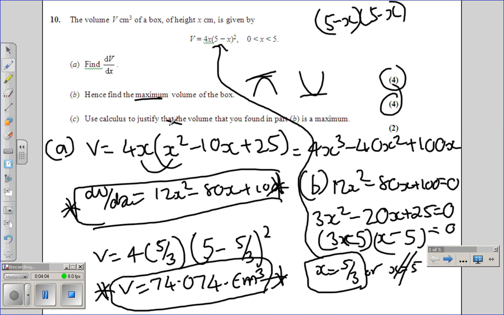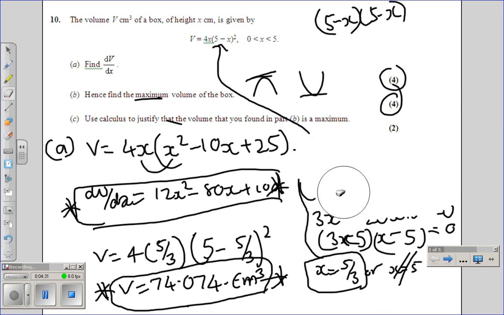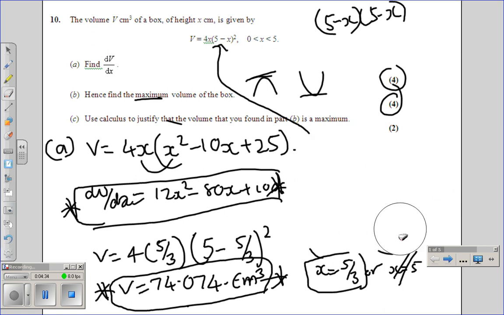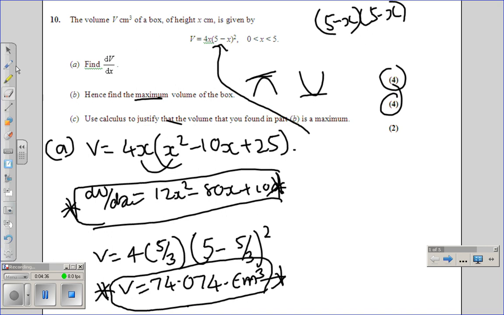The next part, part C, is just a couple of marks. Use calculus to justify that the volume that we've found is a maximum. Now, if you want to find that it is a maximum, what you need to do is find the second derivative and substitute your value for x that you got in, and it should give you a negative value. Remember, it's always the opposite of what you think. So if I get my little eraser here and we dispose of this side, hope you had that down. Gone.